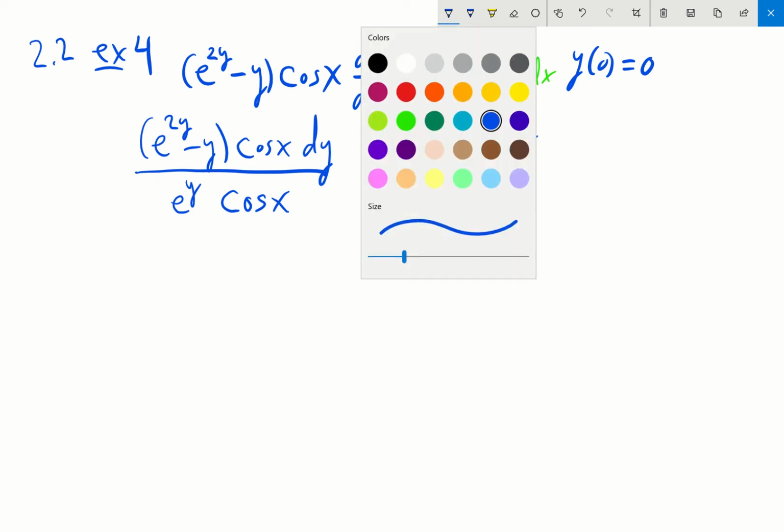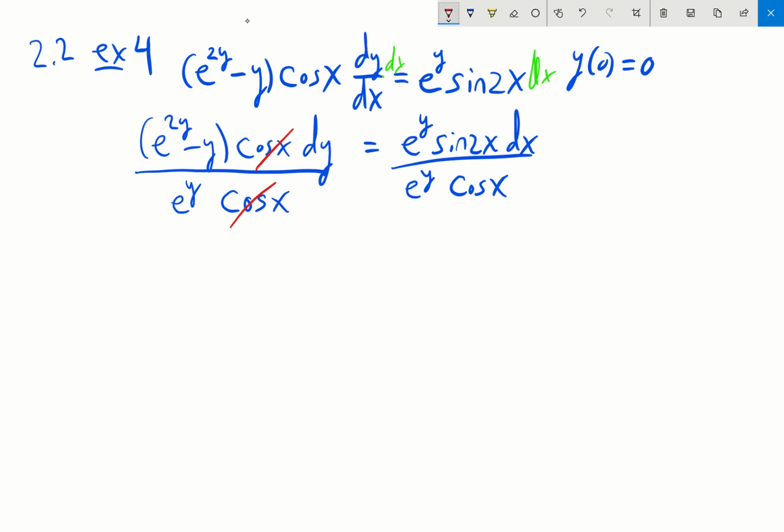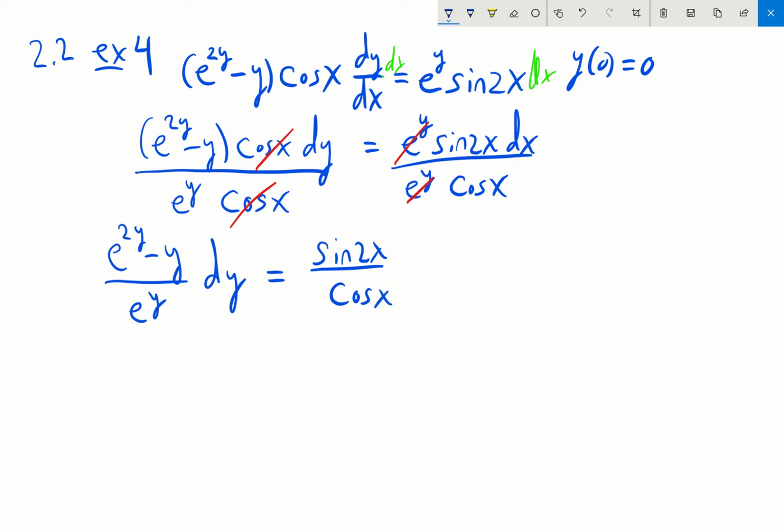When we do that, we should get the following cancellation. Here, the cosine of x's cancel, and so we're left with e to the 2y minus y divided by e to the y dy. That's what we wanted. We have a function of y times dy. And over here on the right hand side, we see that the e to the y cancels, and we're left with the sine of 2x over the cosine of x times dx. So we were able to go ahead and separate our ODE, and now the next step would be to go ahead and integrate both sides.